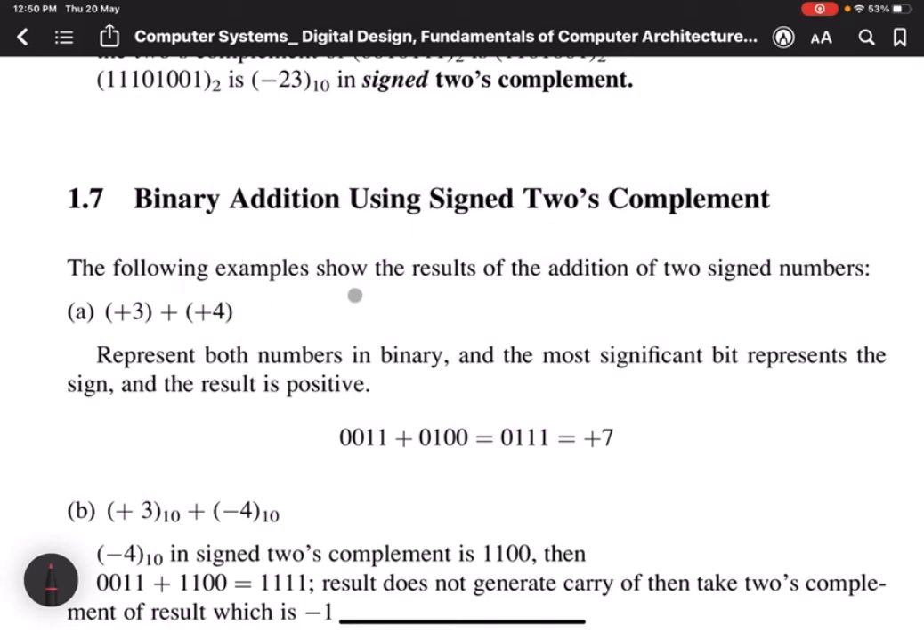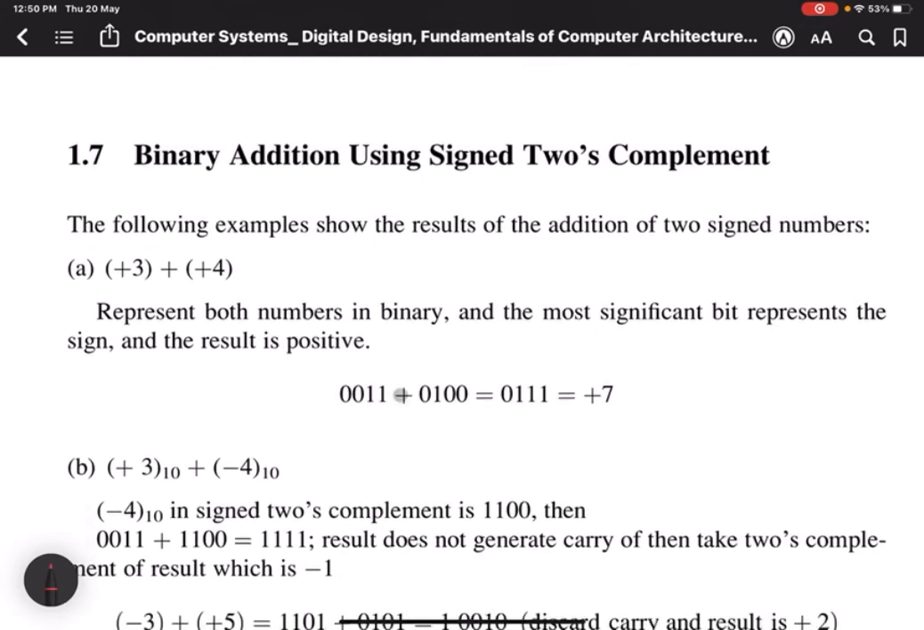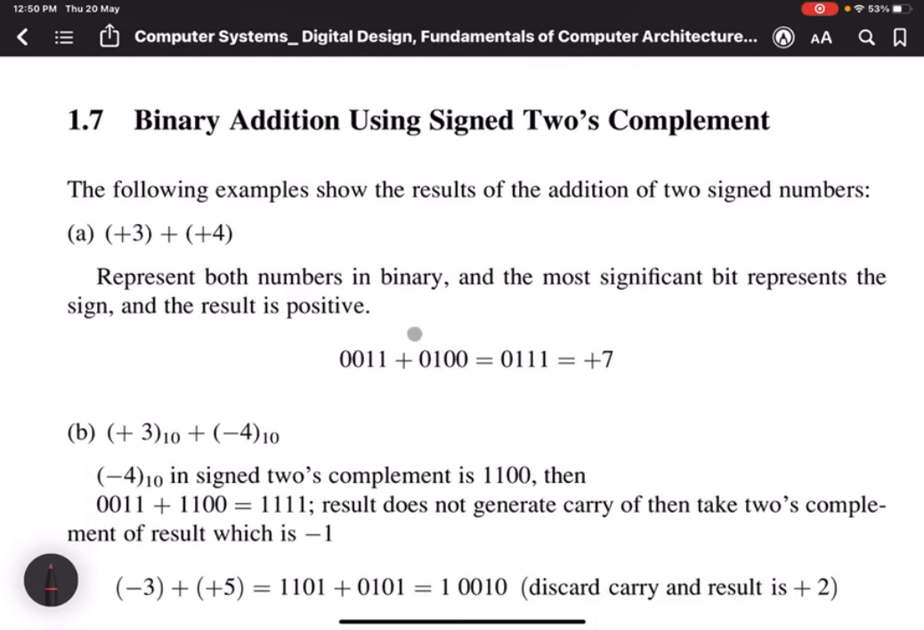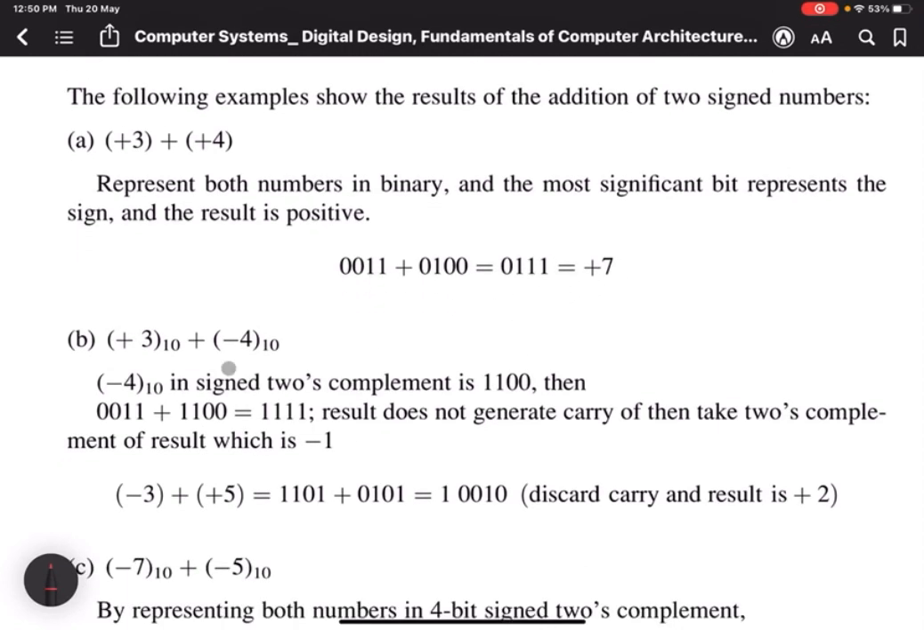The following examples show the results of the addition of two signed numbers, plus 3 plus 4. Represent both numbers in binary, and the most significant bit represents the sign. The result is positive. So yung 0, alam natin nasa unahan, since siya ay signed number, it will be the sign, yung positive. So this is 3 and this is 4, so we add them. The result is positive 7.